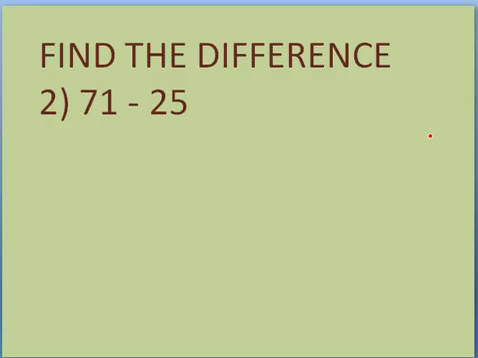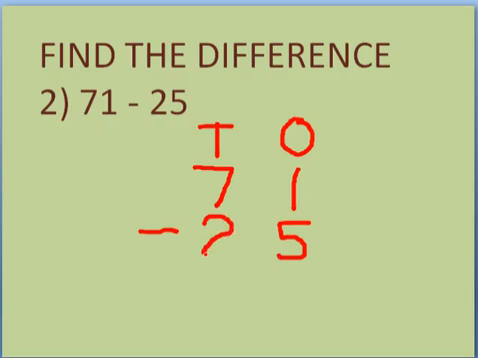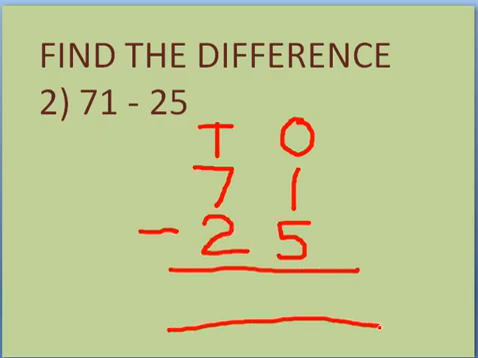71 minus 25. Let us first represent ones and tens. Now the larger number here is 71. In 71, 1 is at ones place and 7 is at tens place. So here I am writing 1 at ones place and 7 at tens place, minus 25. In 25, 5 is at ones place and 2 at tens place. So I have written 5 here at ones place and 2 at tens place. Now we will start our subtraction. We have written the places, we have written numbers below the places, we have marked the subtraction symbol, and now we will start our subtraction.